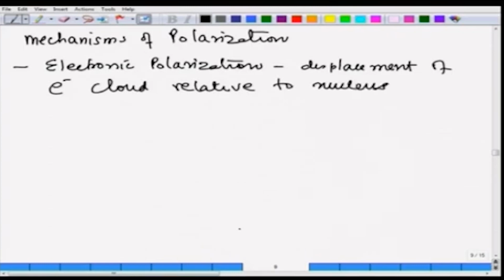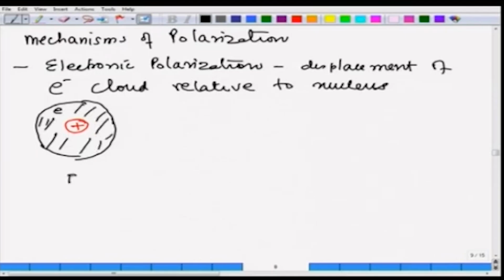Meaning thereby, let us look at something like this. Here is the center of positive charge, and let us say this is the electron cloud, this spherical form of electron cloud. This is the electron charges, and the electric field is 0. What happens if you apply an electric field? Let us say you apply the electric field in this direction. What will happen if that is the case?